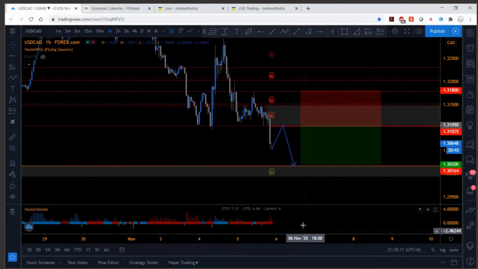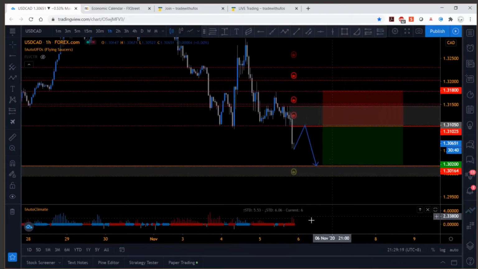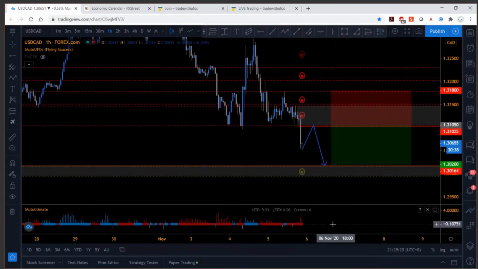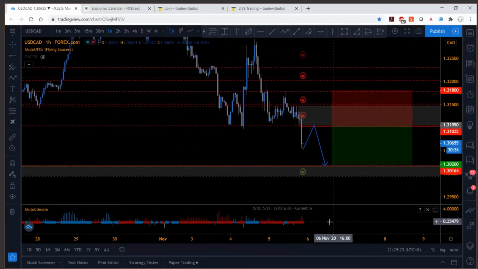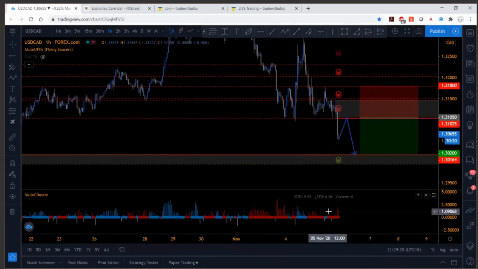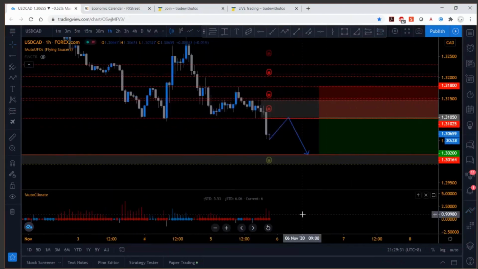So again, even at this lower time frame, the auto climate is again telling us that the movement is towards the downside. So we just want to continue with that view of things, right? So it'd be nice to get a little bit of movement higher, and then for it to continue lower.